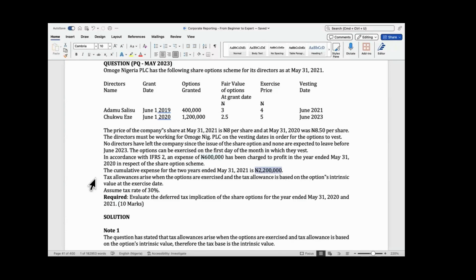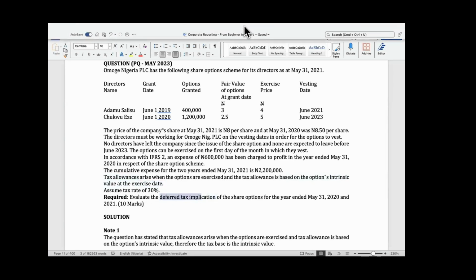We're now told that tax allowance, this is where we are going, arises when the options are exercised, okay? And tax allowance is based on the option intrinsic value. That means our tax base is the intrinsic value, okay? Assume tax rate is 30%, evaluate the deferred tax implication.